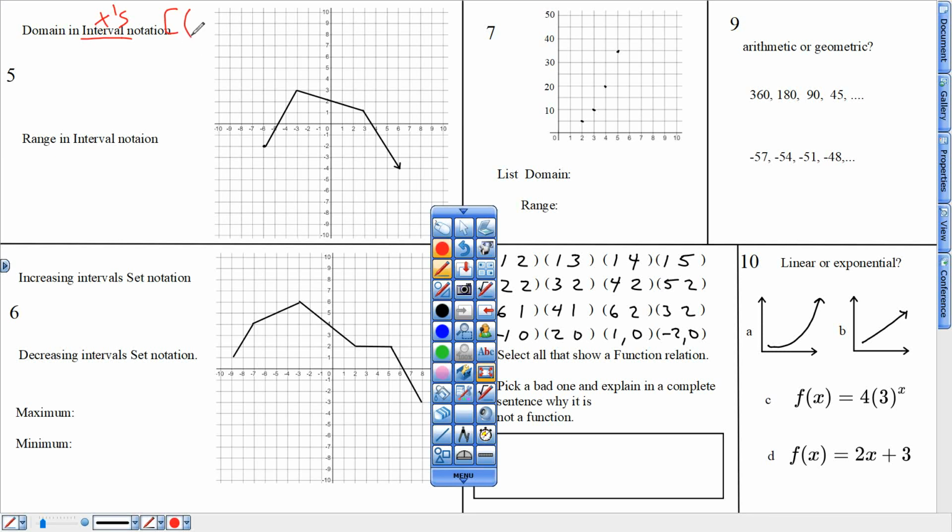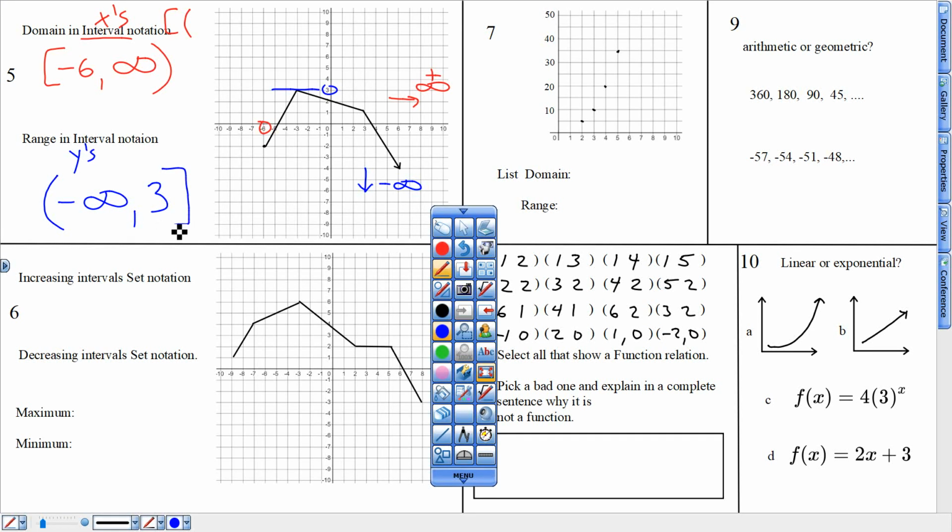So here we go. Domain looks like it's starting at -6. That's going to be -6 square because that's not an opening. And then since this arrow is going to the right, even though it's going down, for domain, positive infinity rounded. For the range, you're looking at the Y numbers. But since there's no bottom to this, that's why we write this one as rounded negative infinity all the way up here to 3 square.